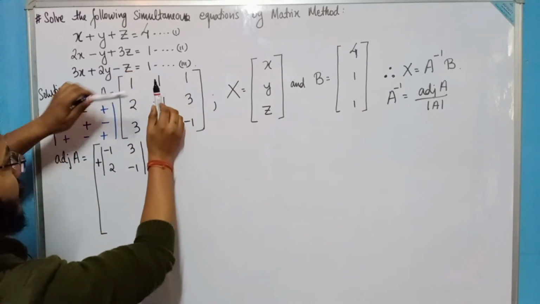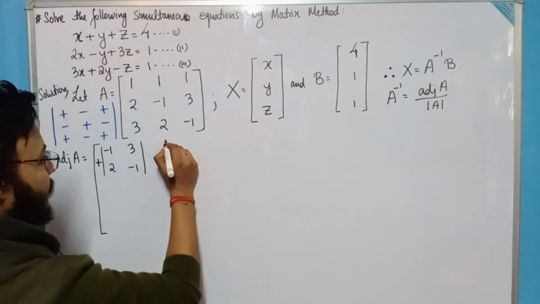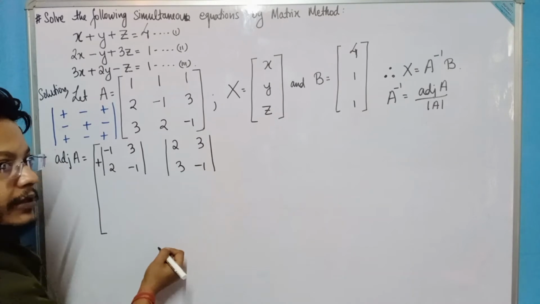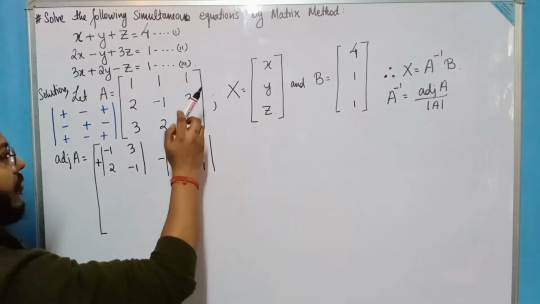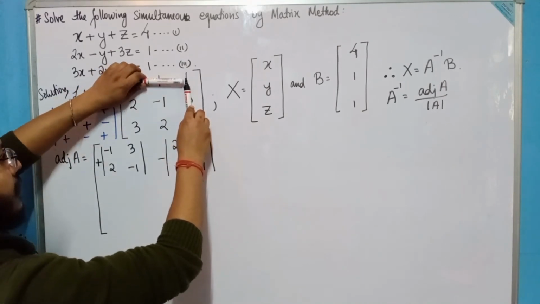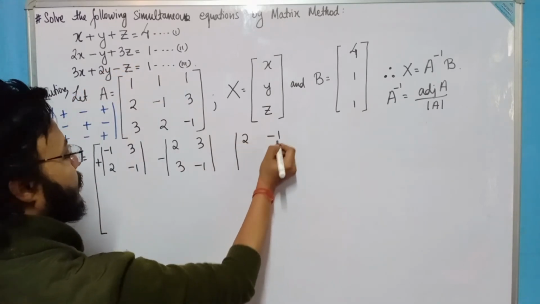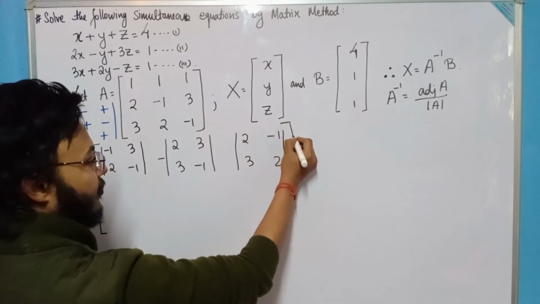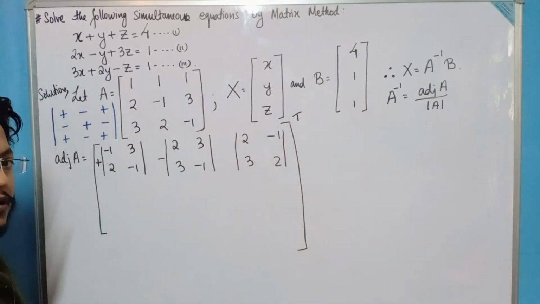Now for this one, again you'll use the same rule. You hide the row and the column. What do you see? 2, 3, 3, minus 1. So this will be 2, 3, 3, minus 1. What will be the sign convention? If you see, in the middle it's minus. So you'll write minus. Now here is 1. You hide it like this. Then what you see: 2, minus 1, 3, 2. So on the other side it will be 2, minus 1, 3, 2. And you have to know that it's a determinant. And for this you have to do the transpose also.